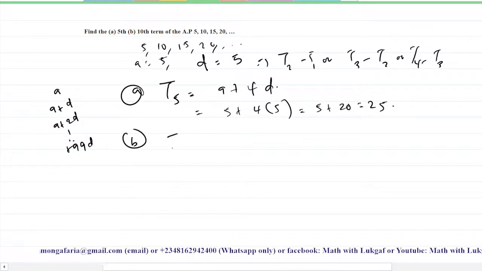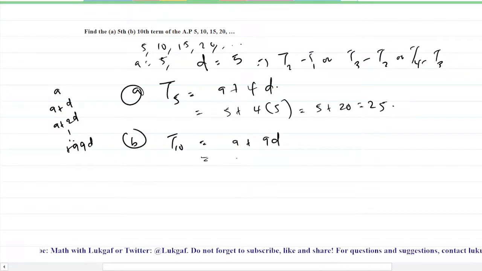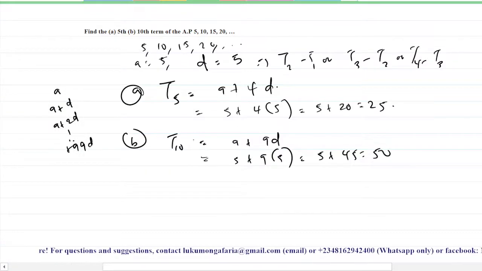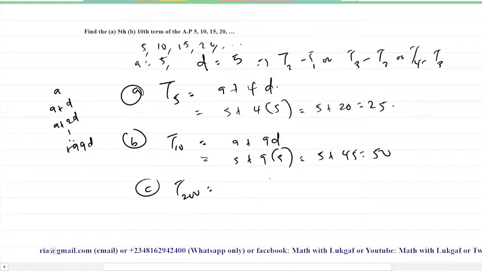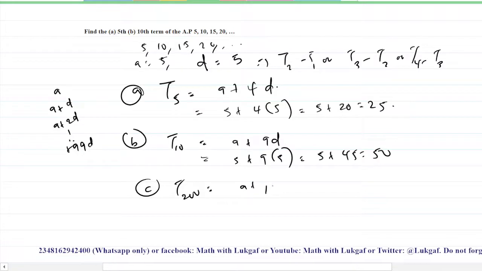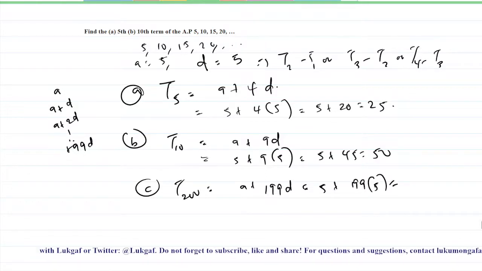The 10th term. You don't need to stress yourself. Based on the explanation I gave before, the 10th term will be A plus 9D. You understand now? We know our A to be 5. Then your common difference is also 5. That will give me 5 plus 45, which is equal to 50. It is very simple. What if you are asked to find the 200th term? Your 200th term will be what? A plus (200 minus 1)D. That is what? 199D. Then you substitute it. That's 5 plus 199 multiplied by 5. And that will give you your answer. If that is clear, let me give you another example to back it up.